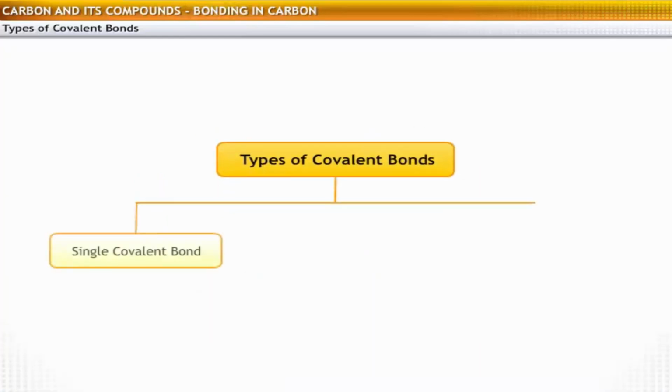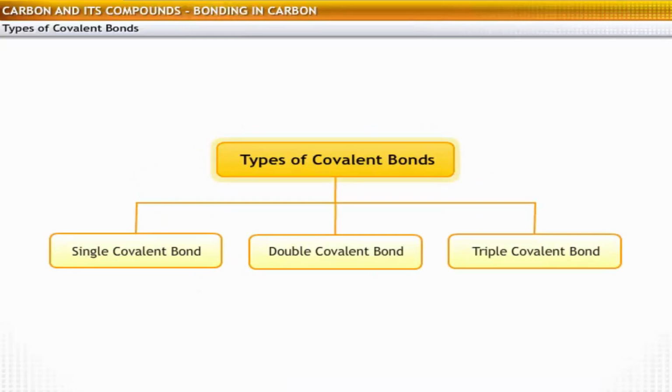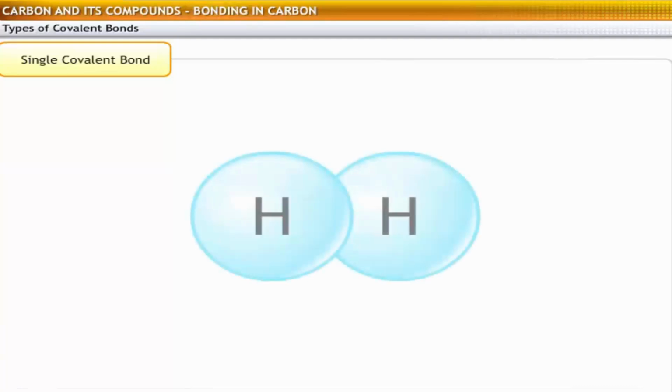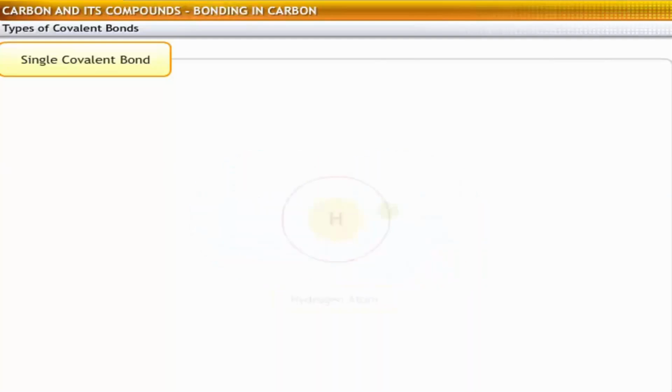Depending on the number of electrons shared between the atoms, the covalent bonds are classified into 3 types: single covalent bond, double covalent bond, and triple covalent bond. Let's look at the formation of a single covalent bond, taking the example of a hydrogen molecule.